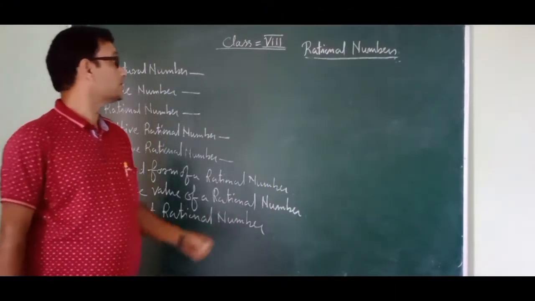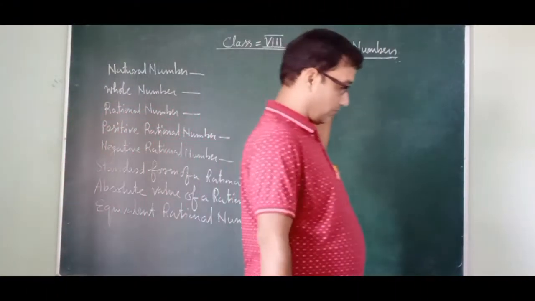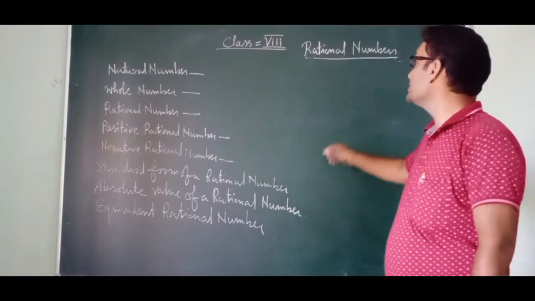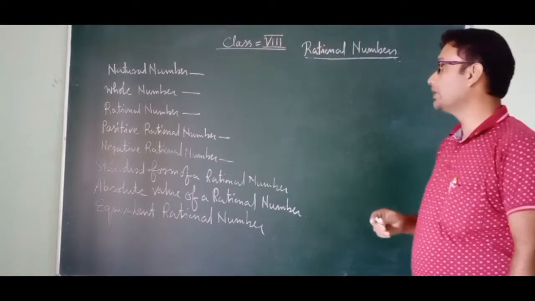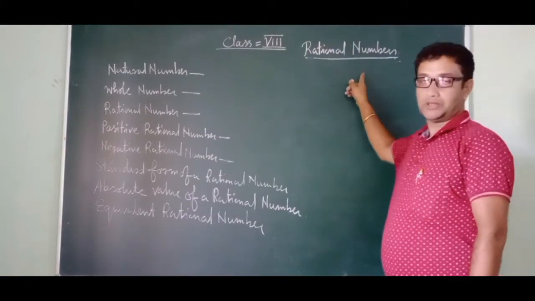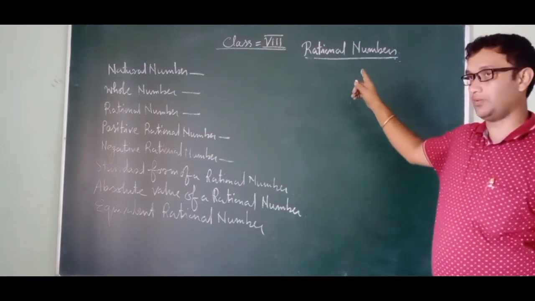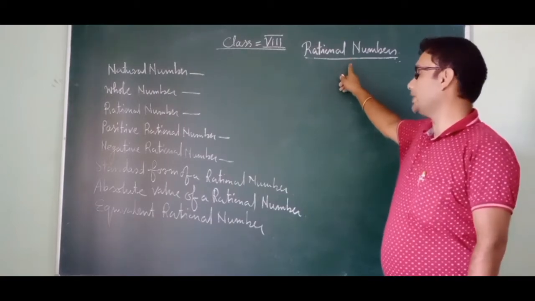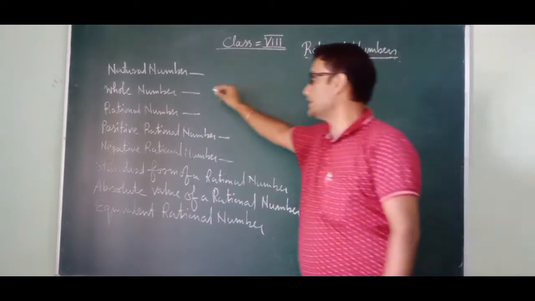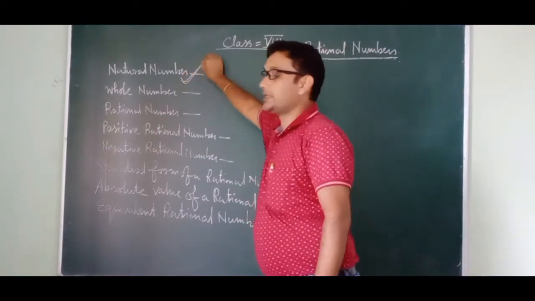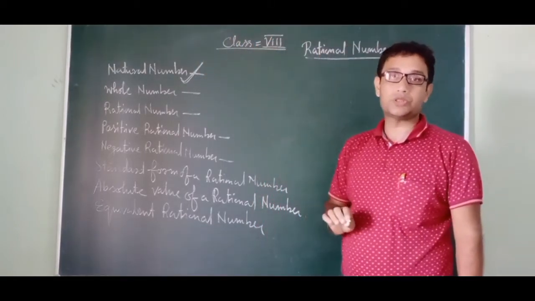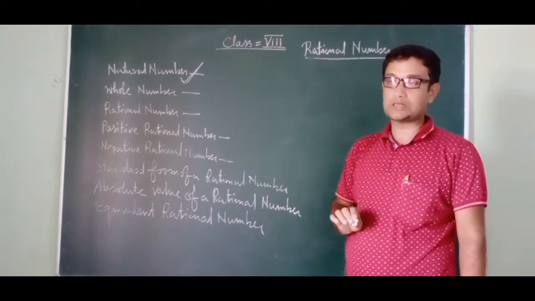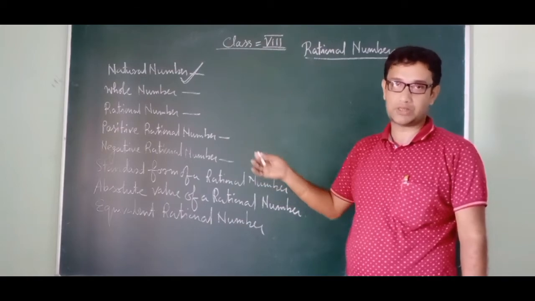Hello students, you see your math book first chapter is rational numbers. In the rational numbers chapter, what are rational numbers? Before rational numbers you have to know what a natural number is. So natural number means what? The counting numbers. Counting numbers means 1, 2, 3, 4, 5, 6 like this.